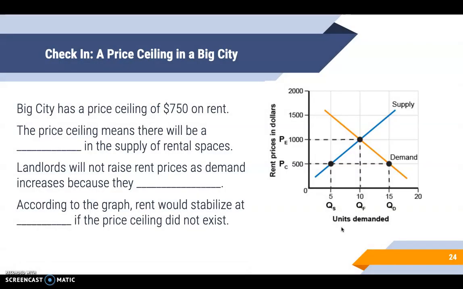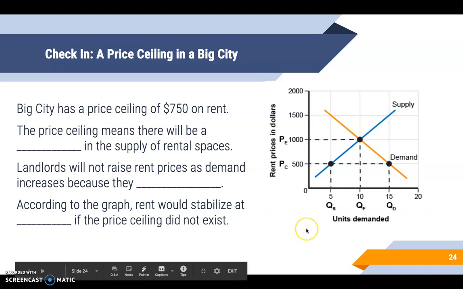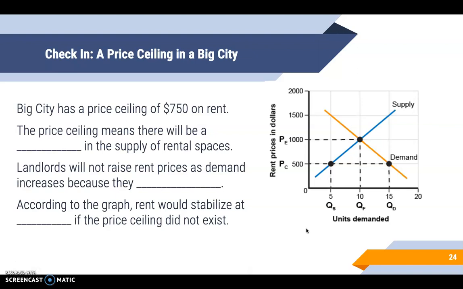So here is an example with this fake city called Big City. Big City has a price ceiling of $750 on rent. The price ceiling means that there will be what? More or less in the supply of rental spaces. Landlords will not raise rent prices as demand increases because they what? And according to the graph, rent would stabilize at what point if the price ceiling did not exist? So if you don't have the answers, you may want to pause because I'm going to give them to you now.